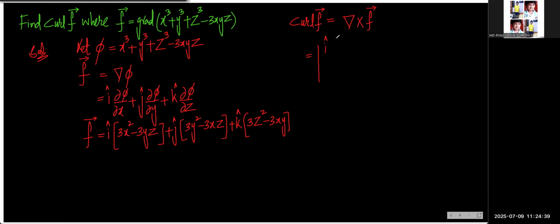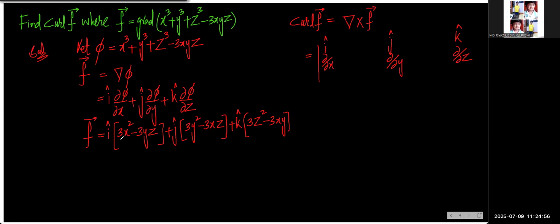I cap, J cap, K cap is your first row. Then del coefficients: dou by dou x, dou by dou y, dou by dou z.